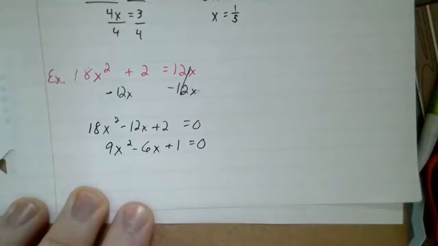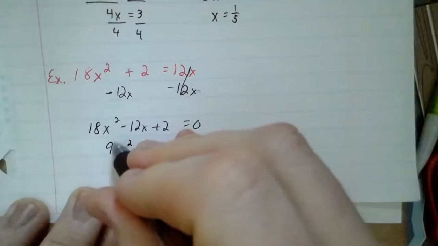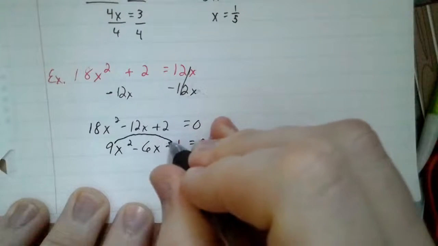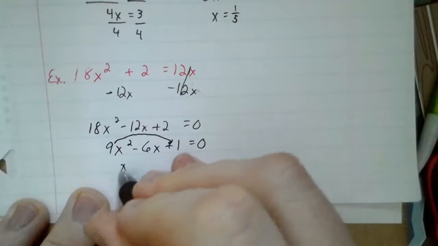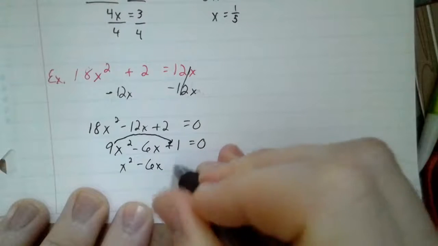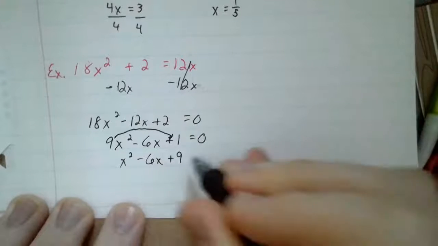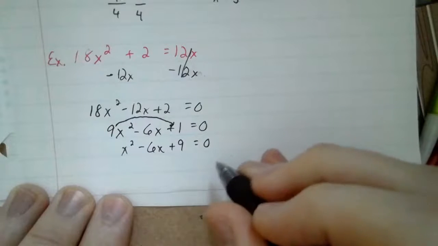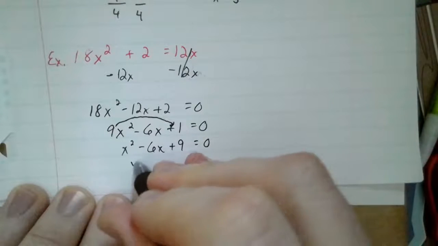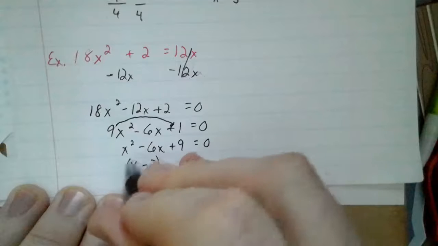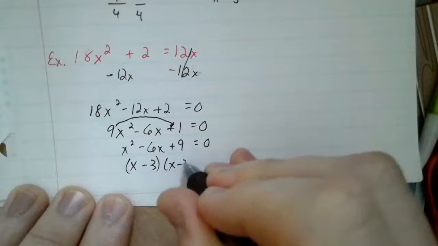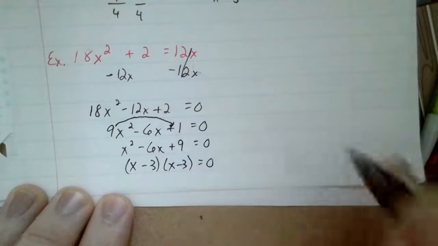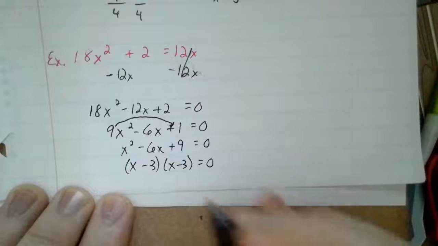And now I can jump the cow. All right, so I'm going to multiply 9 over here. I get x squared minus 6x plus 9 equals 0. Two numbers that multiply to give me 9, but add up to negative 6. It's going to be x minus 3 times x minus 3 equals 0. Now remember, I still have to slide under the cow.